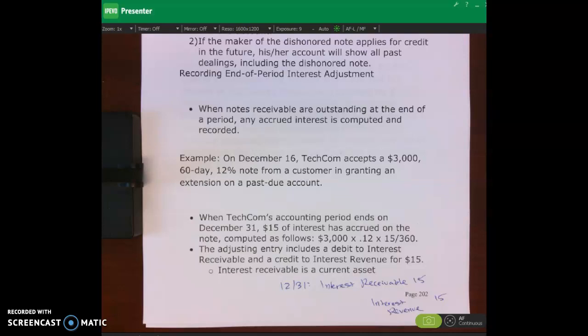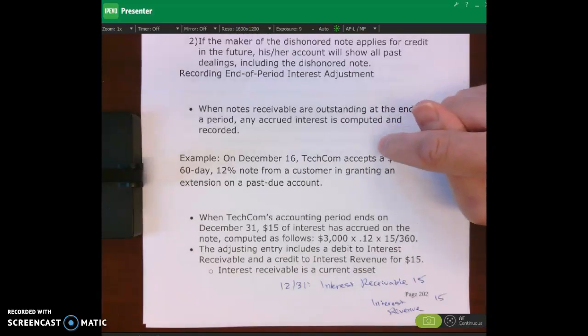Hello and welcome. In this lecture video, I'll pick up where I left off on talking about the end of period interest adjustments for notes receivable and then do some quick check problems, okay? So I'm on page 202 of your course pack. And remember what we were talking about at the end of the last lecture video.